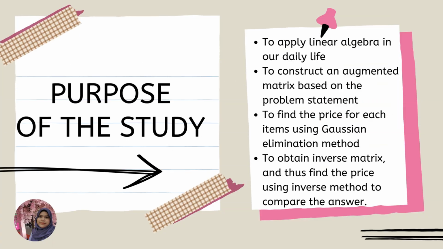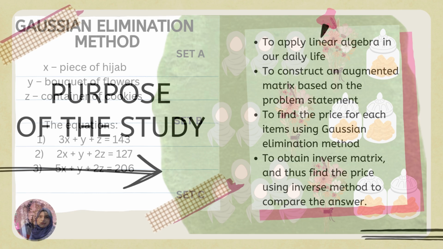Purpose of the study: to apply linear algebra in our daily life, to construct an augmented matrix based on the problem statement, to find the price for each item using the Gaussian elimination method, and to obtain the inverse matrix, and thus find the price using the inverse method to compare the answer.